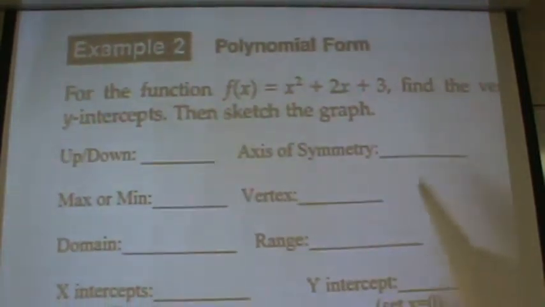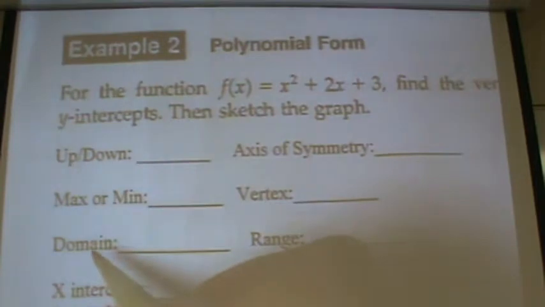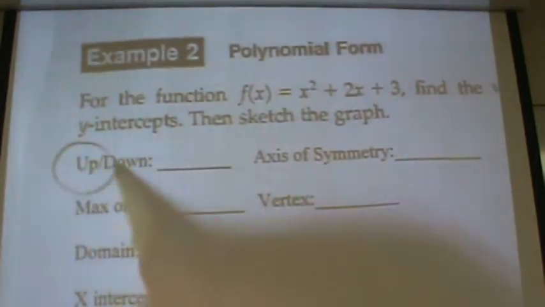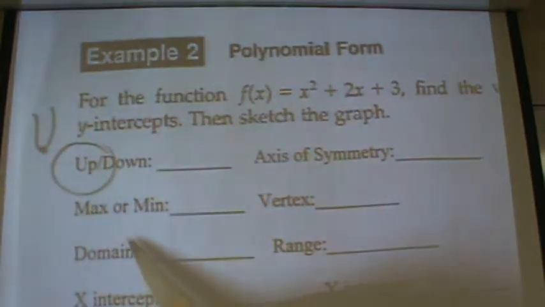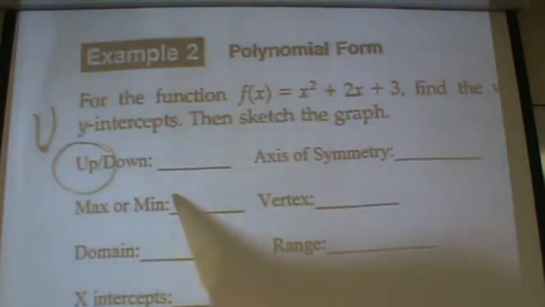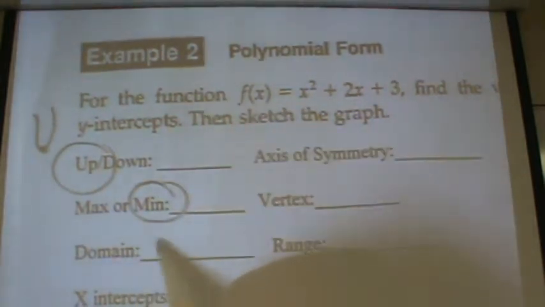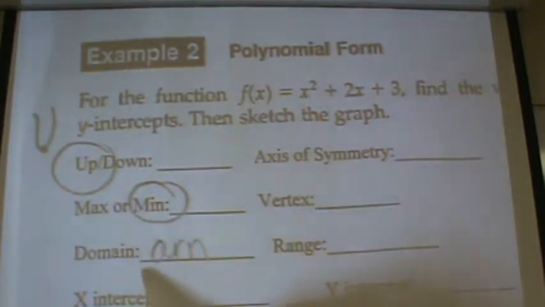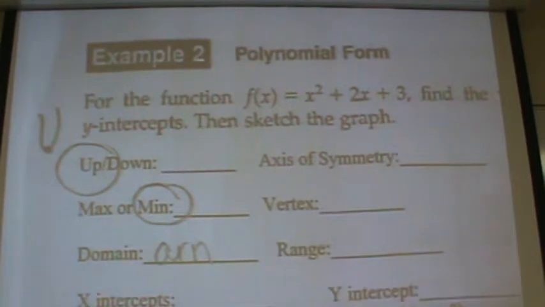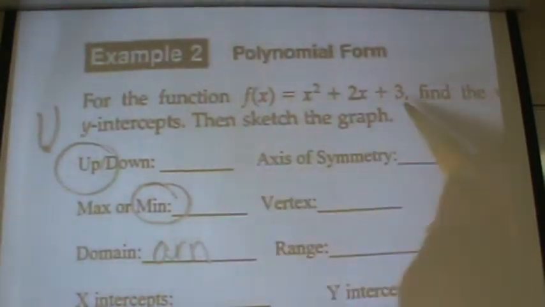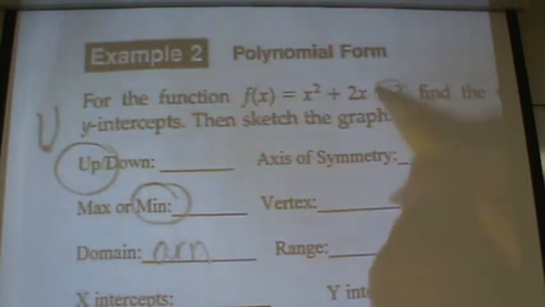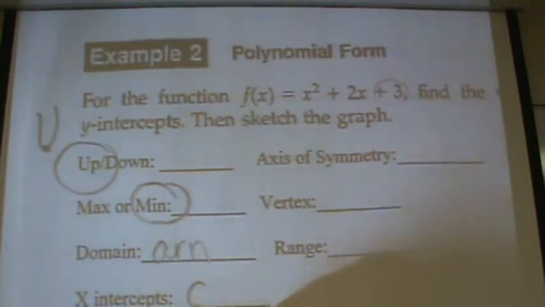So as far as this example goes right here, let's apply this and see how many of these 8 items you can do. Is this up or down? Up. So if it's up, what's our vertex going to be? A max or a min? A min. Domain will be all real numbers. Range is going to depend on your vertex. And the other thing that you can do on this one is what? The y-intercept, 0, 3.